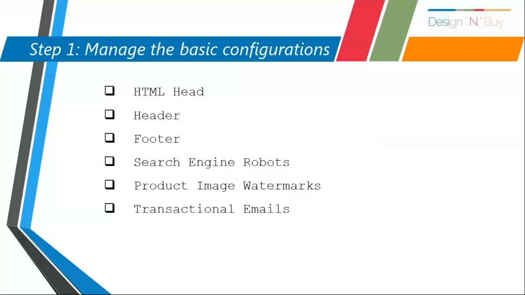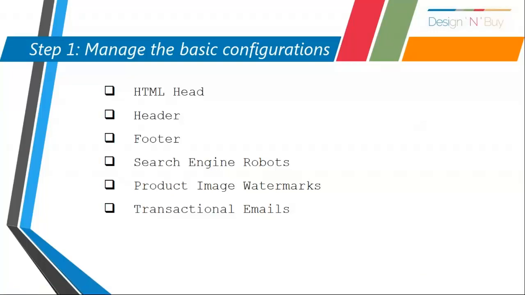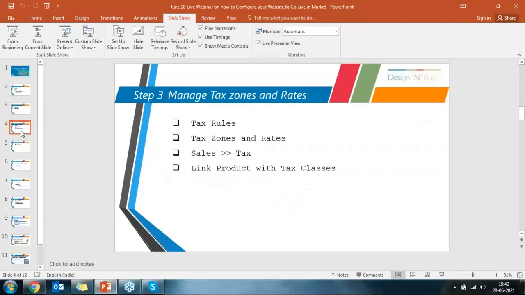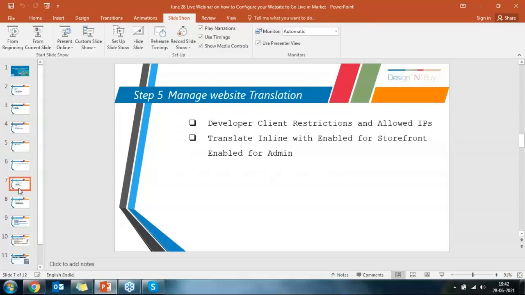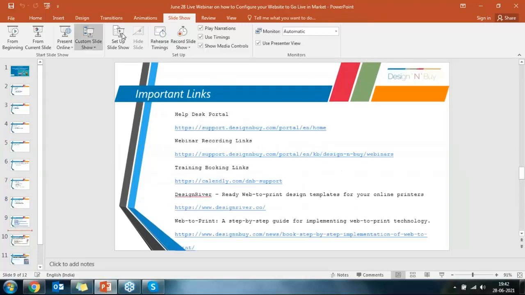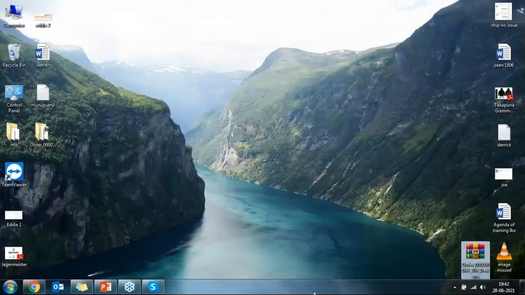Today we are going to see some basic steps, basic requirements before you switch your site to the live mode. So we are going to see some basic configurations. Then we have to see the robots.txt stuff, currency management, tax zone management, promotions, website translation stuff, URL rewrites and searches, manage reviews. So these are basic requirements before you switch your site to the live mode.